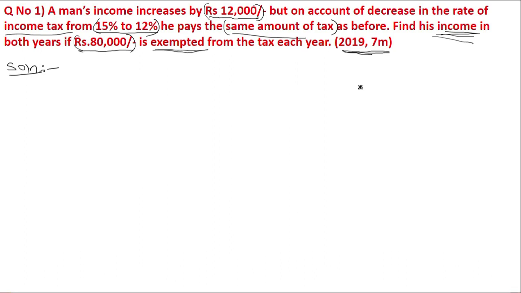See, if the income increases, the tax also will increase. Correct? If the income increases, the tax also will increase. So if the tax has to remain same, then the rate of the tax has to decrease. So that is what they have given here. The rate of the tax has been decreased from 15 to 12 percentage, and that is the reason the income tax has remained same. So now we have to find out what.